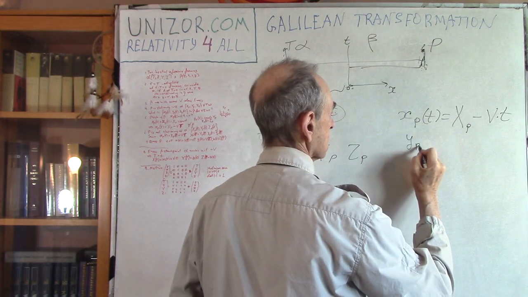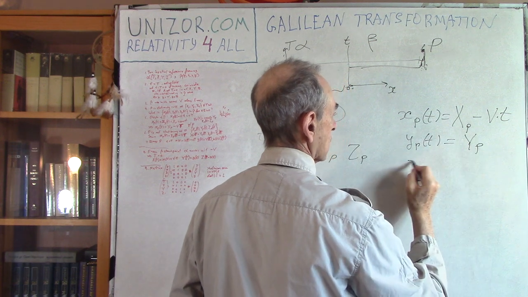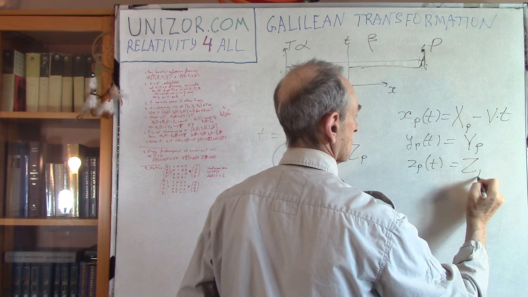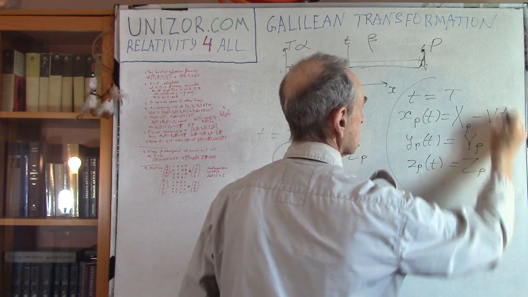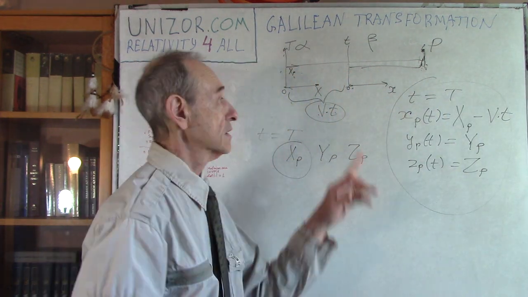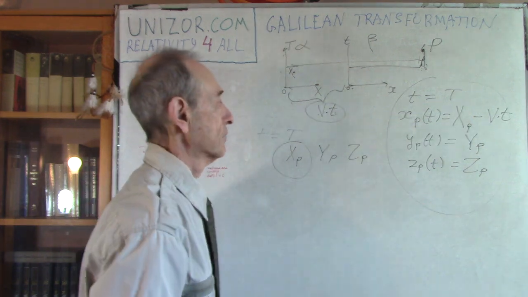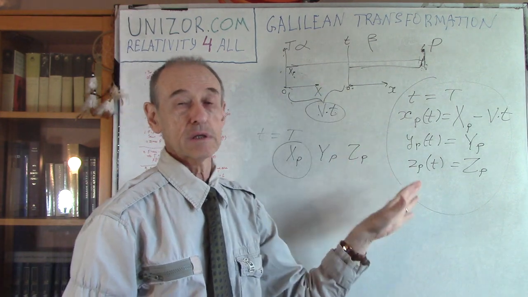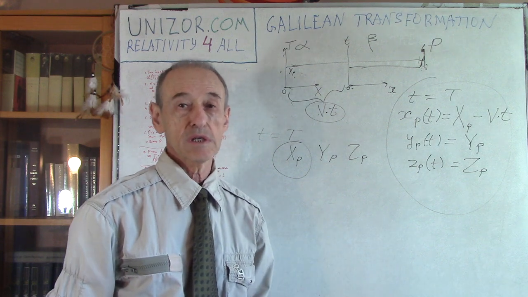Well, I just put it this way. These are not changing. And time is the same. So this is the transformation of coordinates from one inertial system, from alpha to beta. Okay, now, we just assumed that the point P is stationary in alpha. What if it's not? What if it's moving with the time?